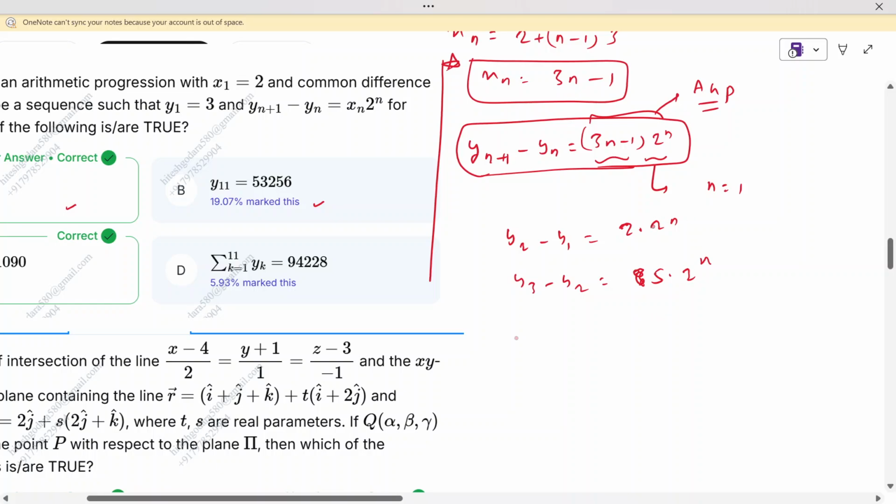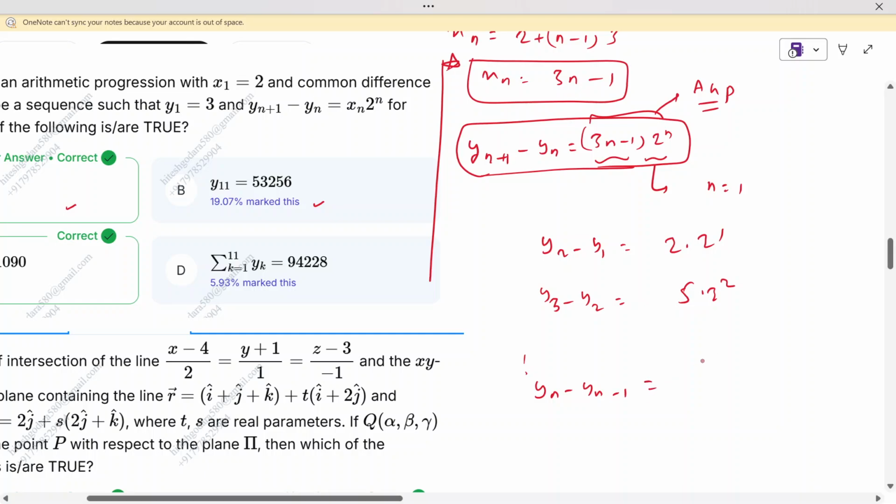And sorry, I put n equal to 1, so that is 1. It is 2, right? y2 minus y1 is equal to what? 2 into 2 to the power 1. y3 minus y2 should be 5 into 2 to the power 2, and so on and so forth. yn minus yn minus 1, that should be 3 times n minus 1 minus 1 into 2 to the power n minus 1. And when I add all those, I will get yn minus y1.